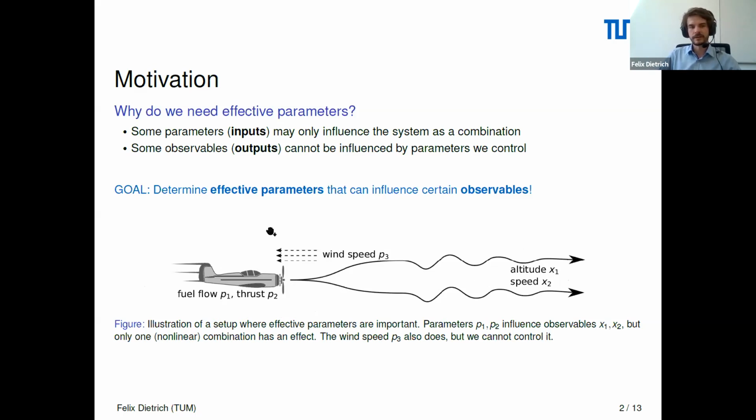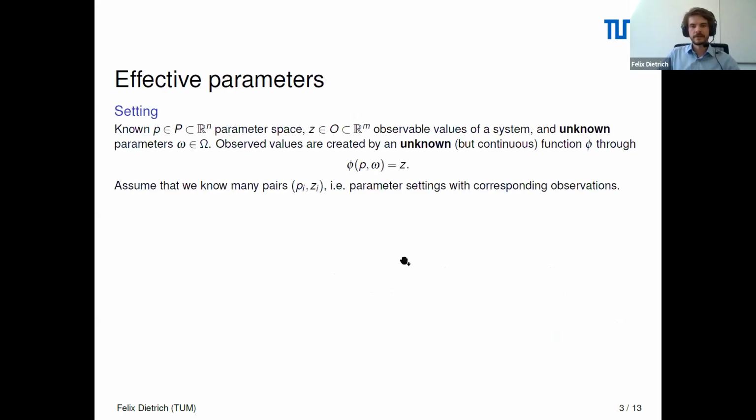And the goal now is to determine a combination of effective parameters and also their effect on the observables that we have. So let me make this a little bit more precise. Let's say we have some parameter space of things that we can control. We have a space of observables, O, that can be observed about the system. And then let's also assume that there are some unknown parameters like the wind speed or things that we cannot control as well in the background.